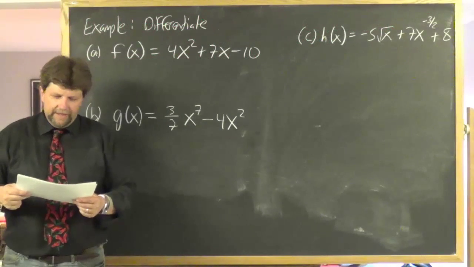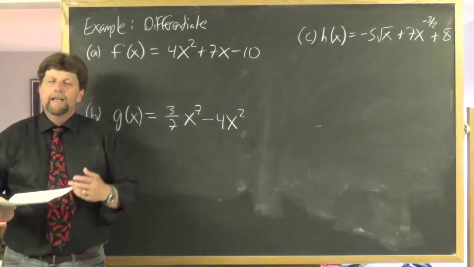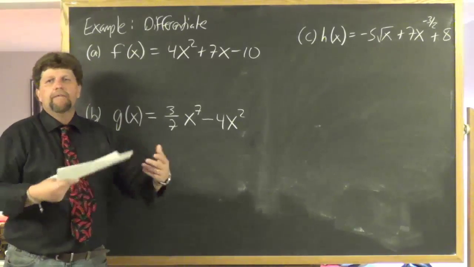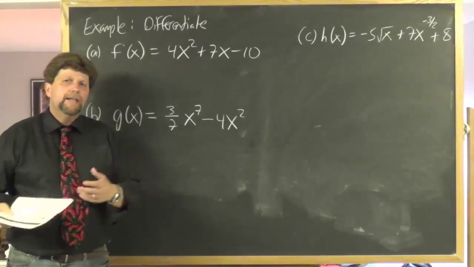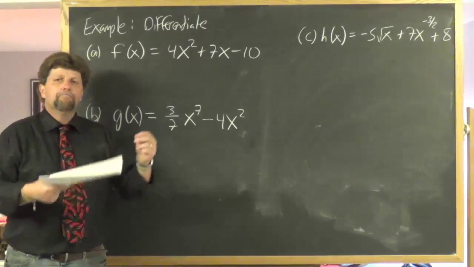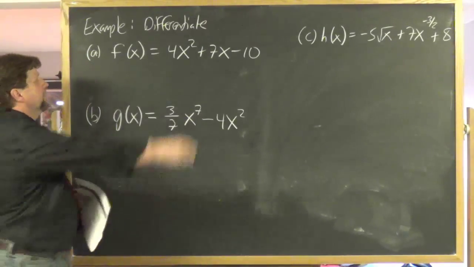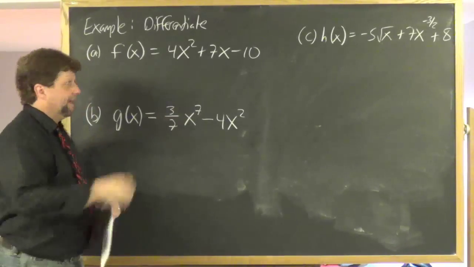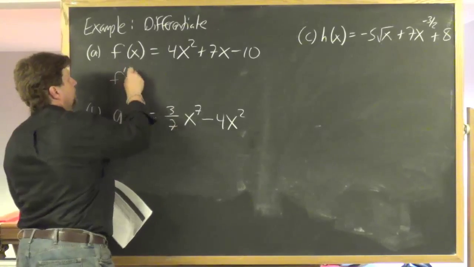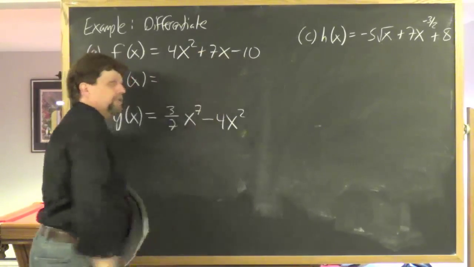We just saw the sum and difference rule, and in short, what the sum and difference rule says is that if you have a function that's made up of the sum or difference of two or more functions, you can get its derivative by doing term-by-term differentiation. So here is the example. Part A, f of x is 4x squared plus 7x minus 10. To get its derivative, we just do term-by-term differentiation.